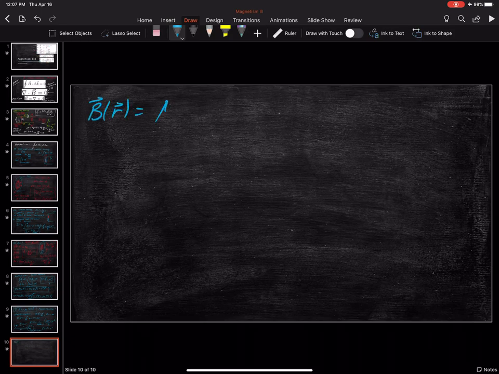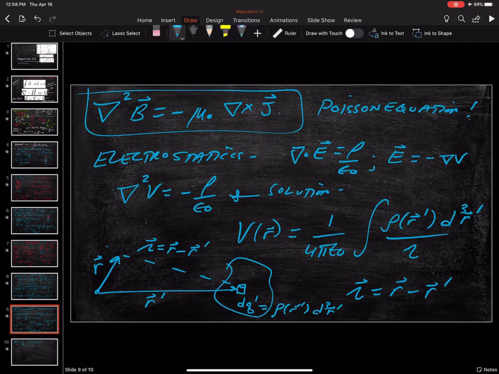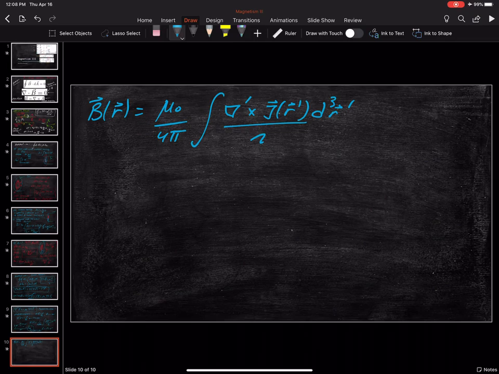It's going to be equal to mu naught over 4 pi. Again, just making substitutions: del prime cross J of R prime, d3R prime over R. It's exactly the same thing. What does this del prime mean? Well, it means derivative with respect to the primed coordinates.